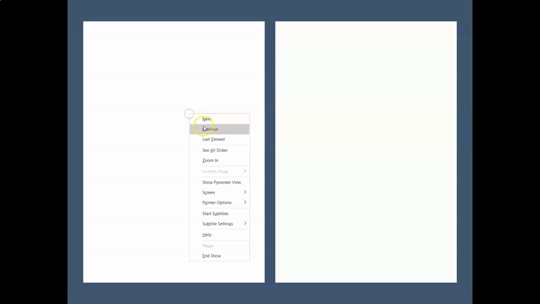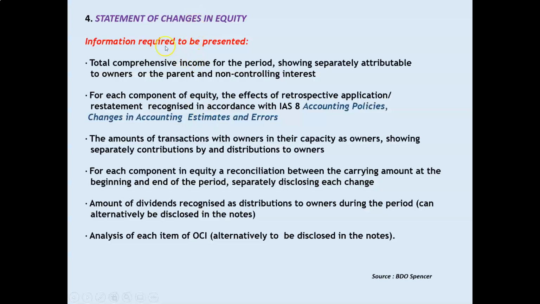Let's go back to the statement of changes in equity. What do we have to record in the statement of changes in equity? Well, obviously, let's start with this one. For each component in equity, a reconciliation between the carrying amount at the beginning as well as at the end of the period, separately disclosing each change. So each and every item that is a component of equity will be reflected in the statement of changes in equity. It will start off with an opening balance for each and every component and a total. And then all the movements that took place in each and every item which form part of equity need to be disclosed for the current financial year.